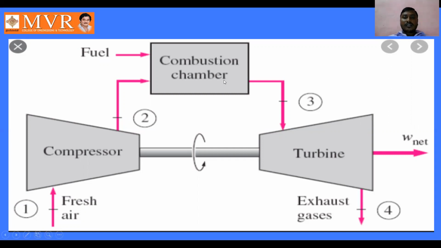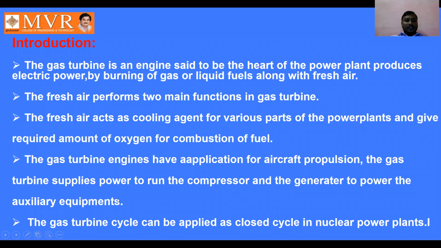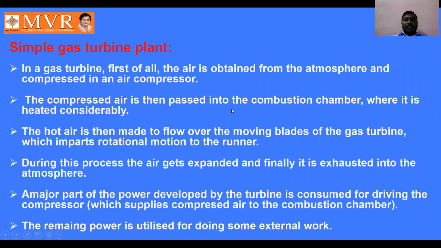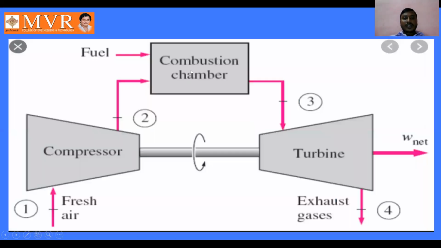And here, after completing the combustion process, the hot gases which are generated enter into the turbine, and here the net work output is done. We can observe here that the fresh air acts as cool air, and the compressed air is then passed into the combustion chamber where it is heated considerably. The hot air is then made to flow over the moving blades of the gas turbine. See here, the hot air which is developed here is moved to the hot blades inside the gas turbine.